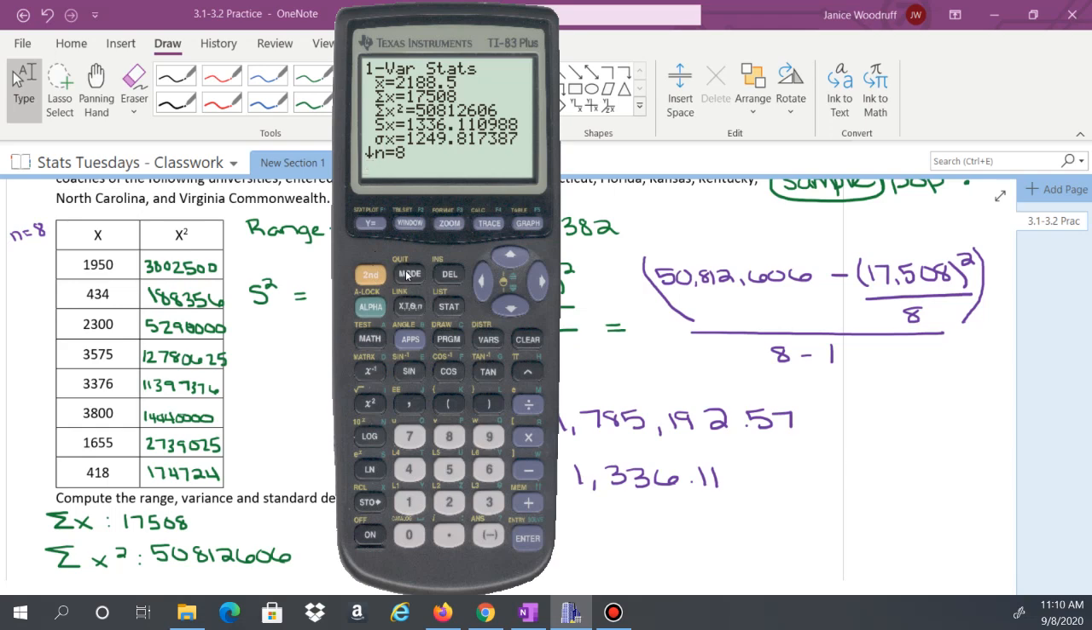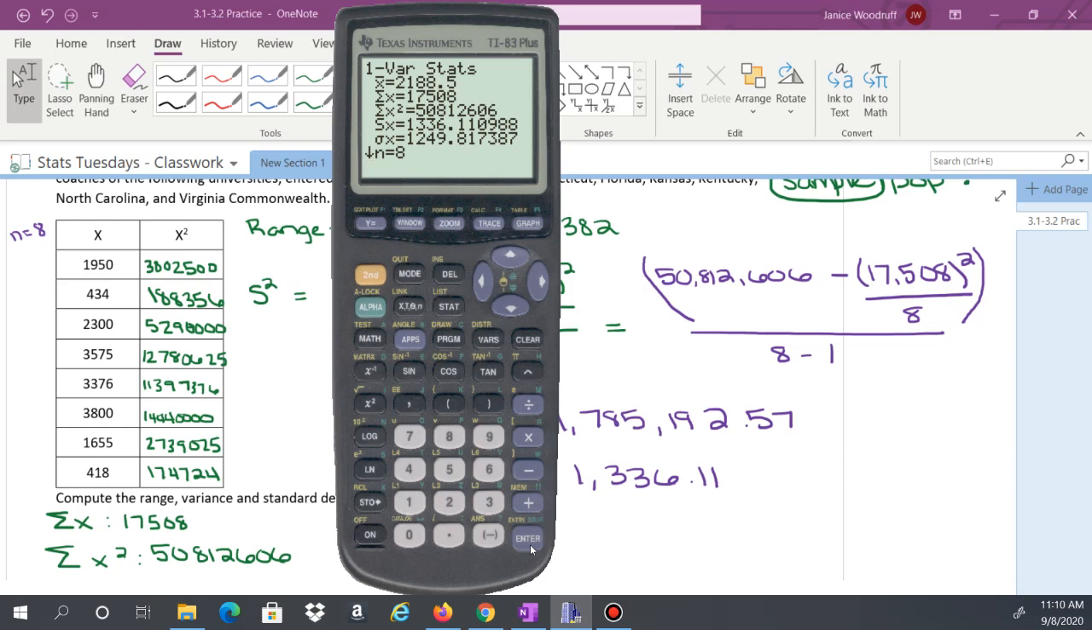Do you guys want to see where I got that again? Yeah. So we have the data in the list. Then you're going to go to stat, then over to calc. So highlight calc, just go right. And it's right here, one variable statistics, enter. And then you want L1. So you can pull it from second one, or you could go second list, enter. And then it'll pull it up for you.